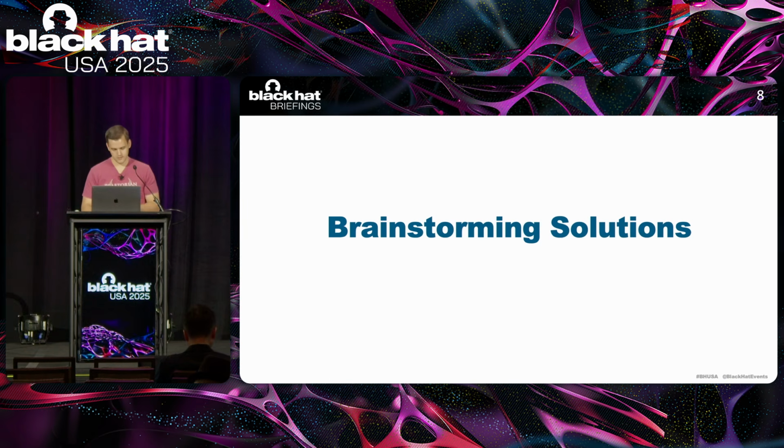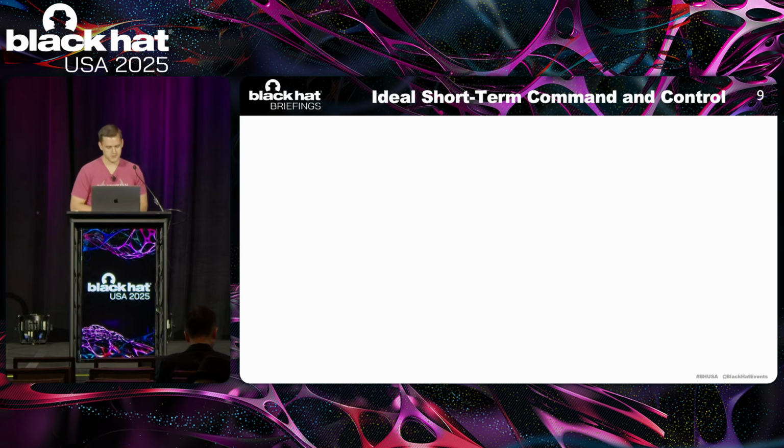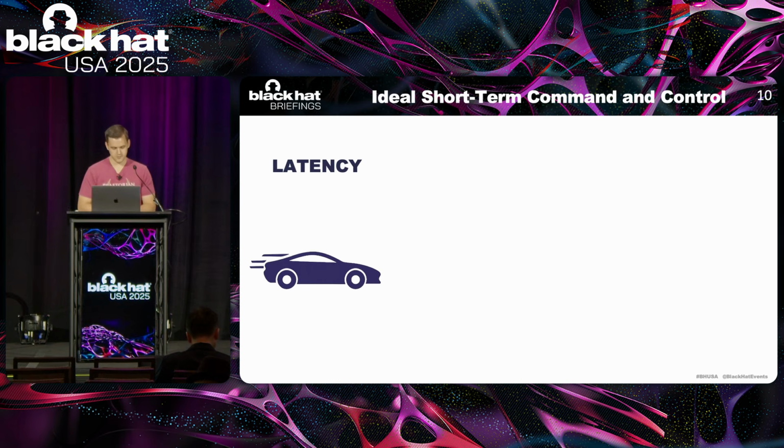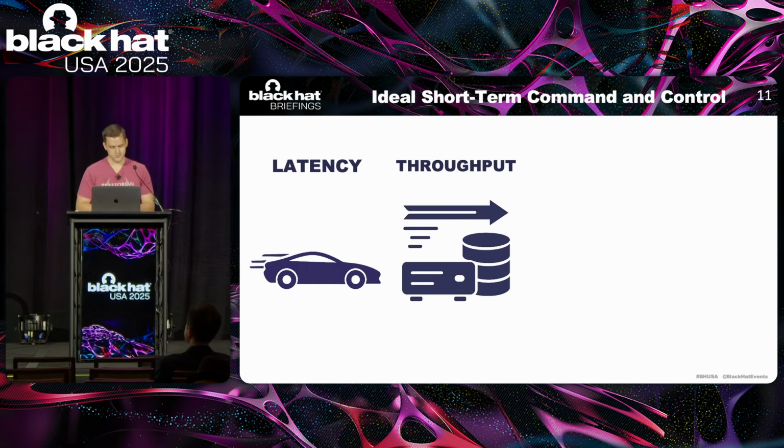And so we went into brainstorming solutions, and the first thing that we did was look at, okay, what are the ideal attributes of a short-term command and control channel? And so the first one is latency, which is more related to if you send a message to the implant, how long does it take for that message to be received? The other one is slightly different, which is throughput, which is not the amount of time, it's more the amount of data that you can send within that period of time.